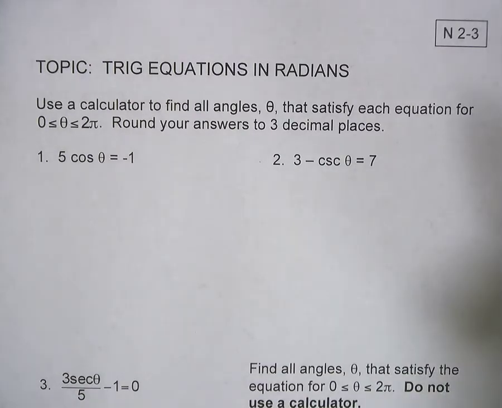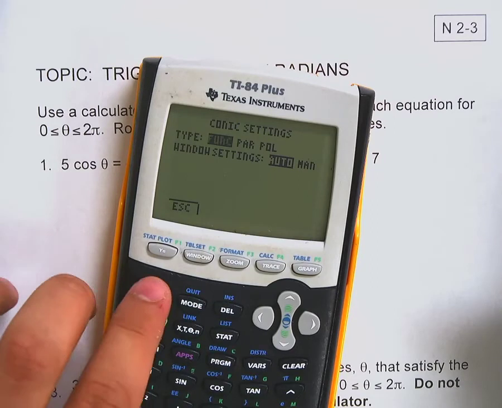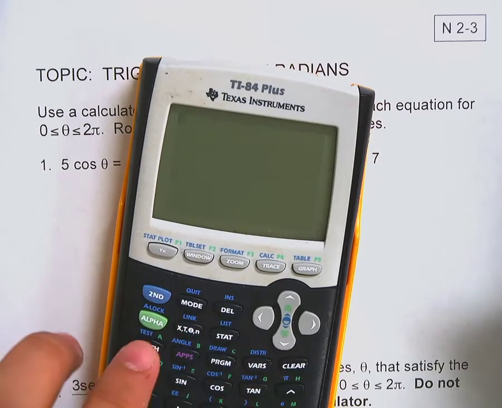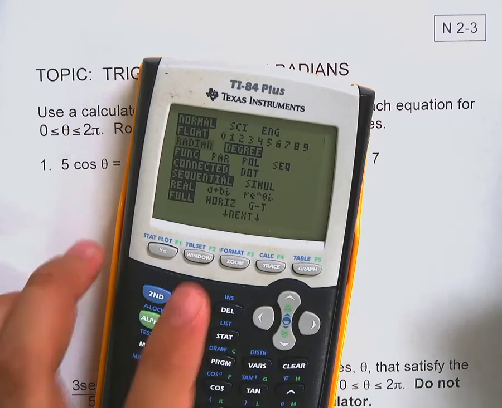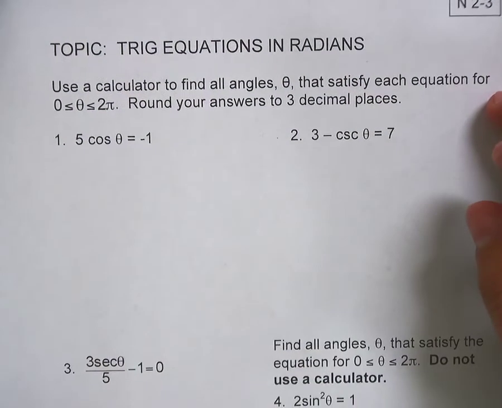Yesterday, the video and what we talked about in class was solving trig equations, and the majority of what we did yesterday was all in degrees. Well, today we're going to be in radians, and as you can see, the first three words of the directions say use a calculator. So you're going to need this guy again. Make sure you turn him on. Let's go ahead and put his mode into radians. Keep him handy.